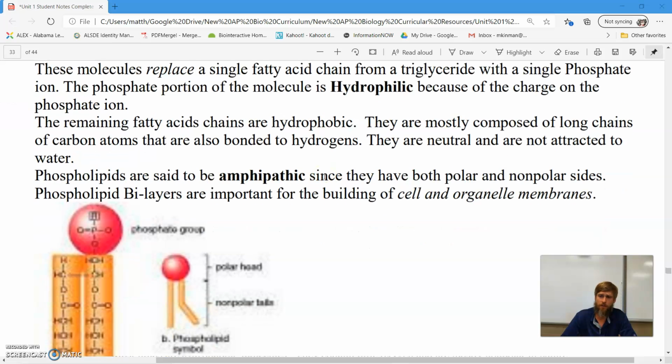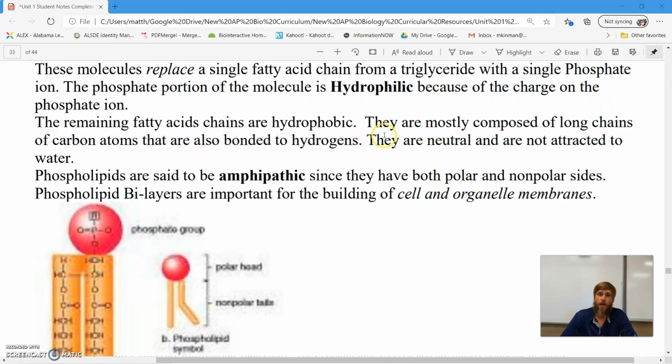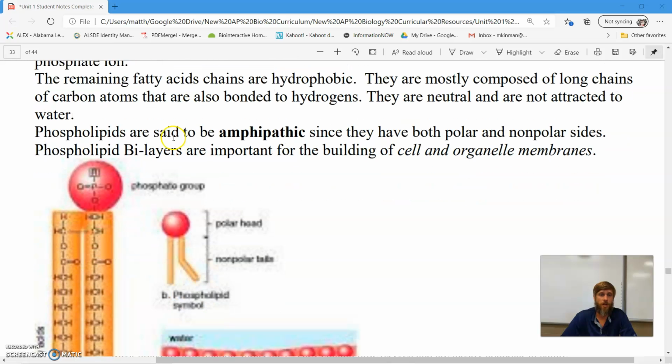So why are they hydrophobic? Because they're nonpolar. They're fatty acids. Why is phosphate hydrophilic? Because it is polar, it attracts to water, so it's hydrophilic. They are mostly composed of long chains of carbons that are also bonded to hydrogens. They are neutral and are not attracted to water. All right, talking about fatty acid chains.